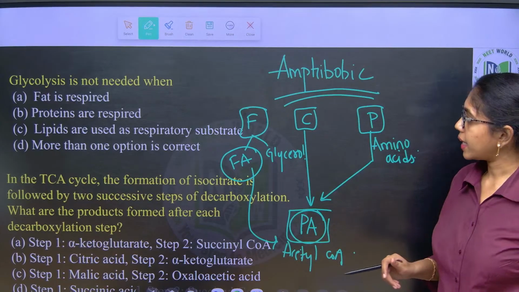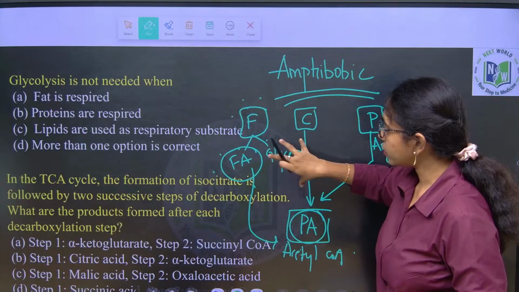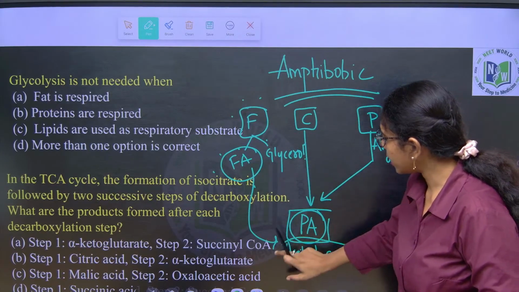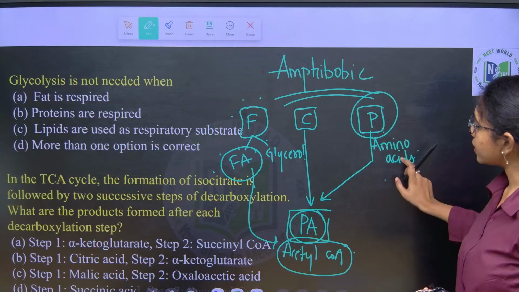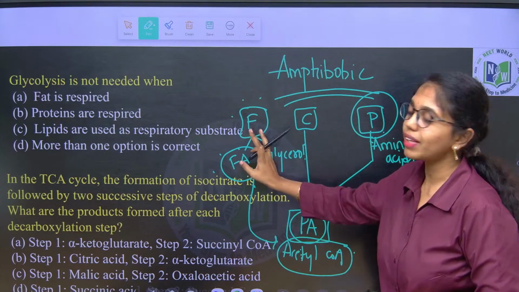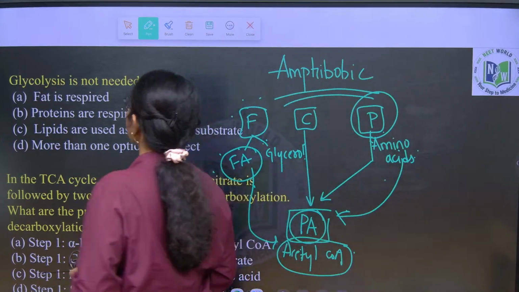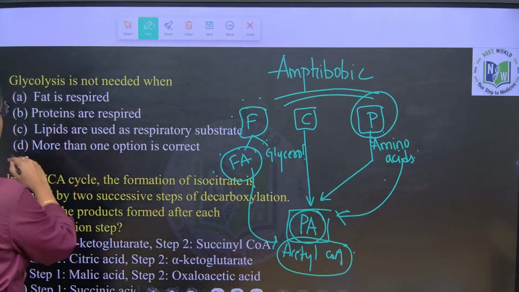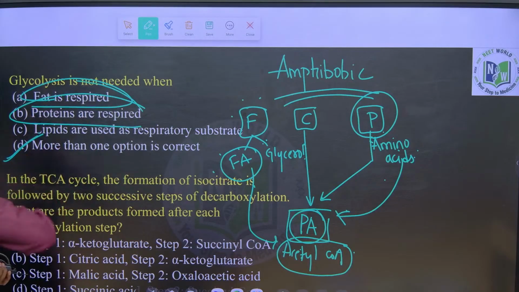Good. Next. So here fats break down to fatty acids and glycerol. Fatty acids will join the cycle through acetyl-CoA, and proteins through amino acids will join the cycle through pyruvic acid. So both of them don't require glycolysis to join the respiratory pathway. And here there is more than one option that is correct, both for fats and proteins. So we have to go with option D.